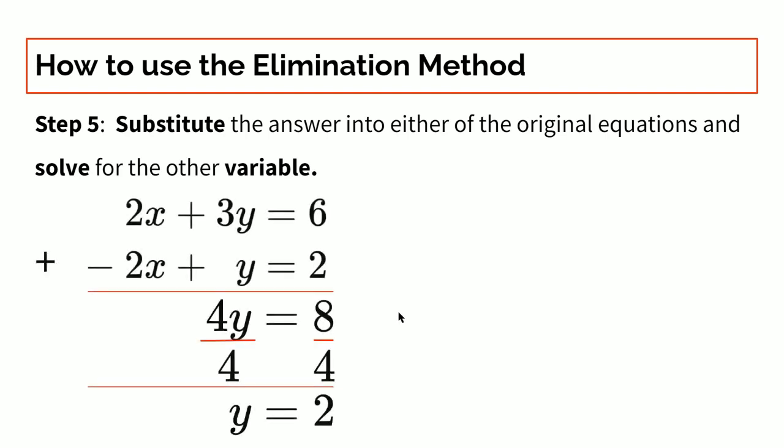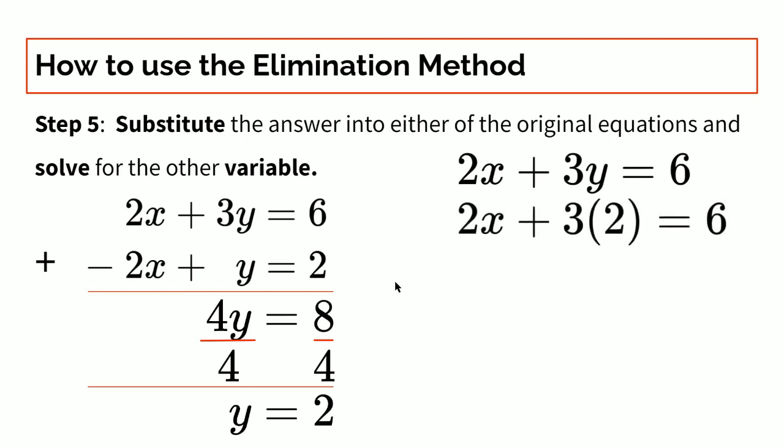So here's our work from the last slide. We know y is 2. I'm going to pull that original equation, the first one, 2x plus 3y equals 6. And everywhere I see a y, I'm going to substitute in that answer of 2. So that equation is going to become 2x plus 3 times 2 equals 6. We can see that substitution. Y became 2. I'm going to simplify that multiplication problem there. 3 times 2 is 6. So 2x plus 6 equals 6.